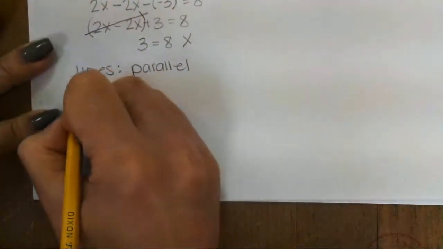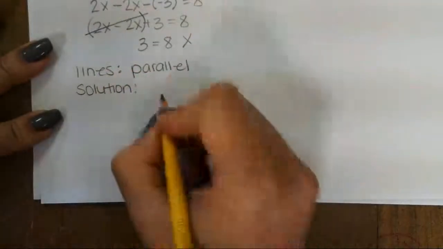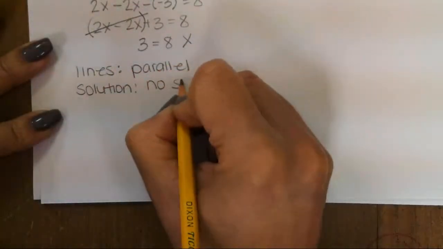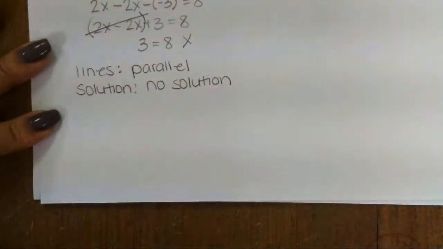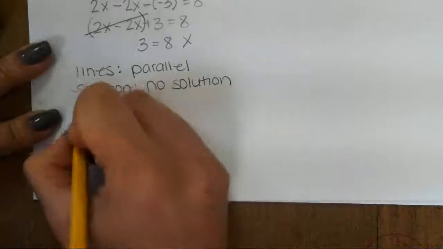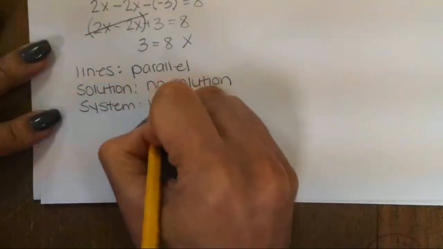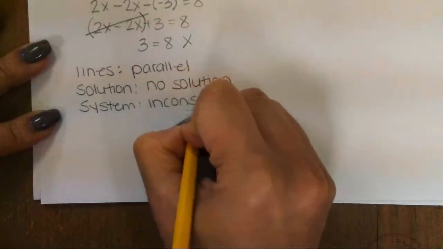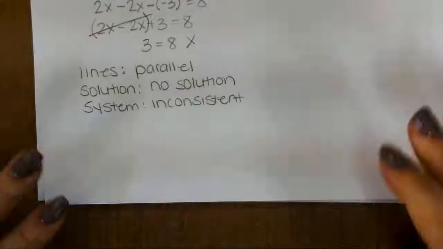Okay, the type of solution is no solution because, again, they're never touching. If they are never touching, they're never going to give you a solution. There's no intersection, and the system is going to be inconsistent.